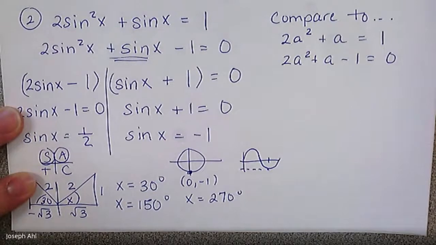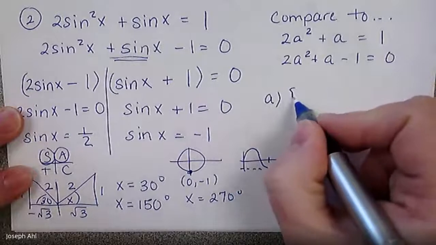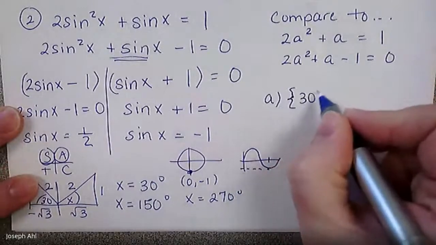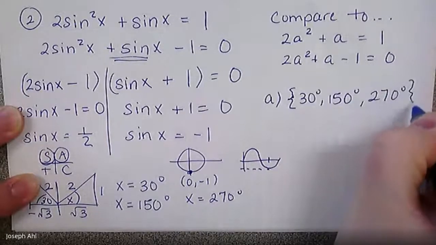Those are my answers to part A. We have 3 answers again, 30, 150, and 270. So I'm going to list those accordingly. So in part A, the solutions are 30, 150, and 270.